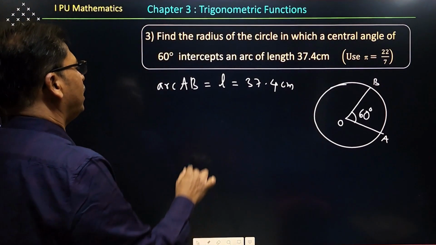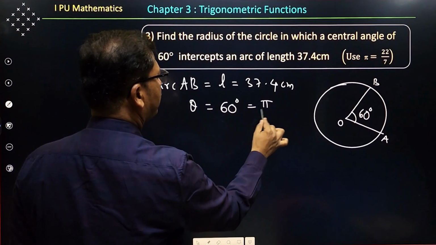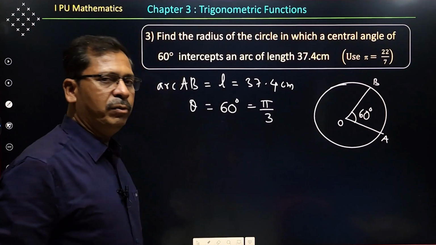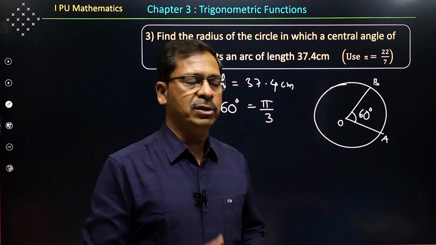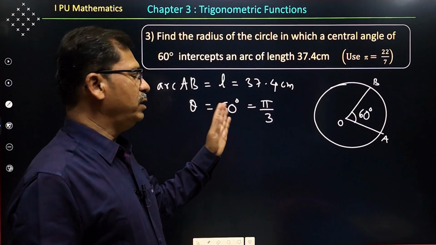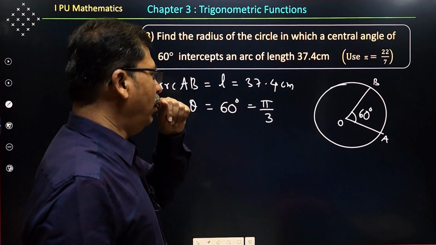And one more thing, theta is equal to 60 degrees as given. In radian measure it is pi divided by 3. Remember, in this chapter all the calculations proceed in radian measure, not in degree measure. That's why you need to convert degrees into radians here. 60 degrees means pi upon 3 radian, you know already.